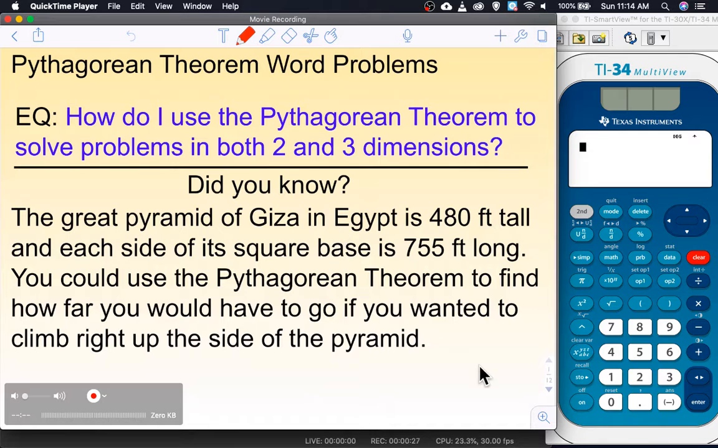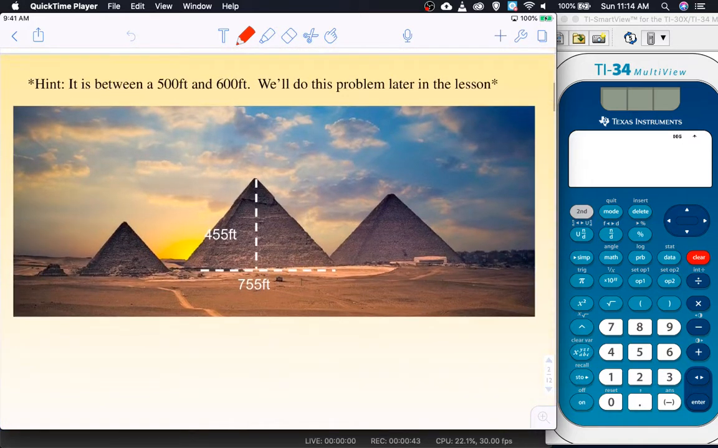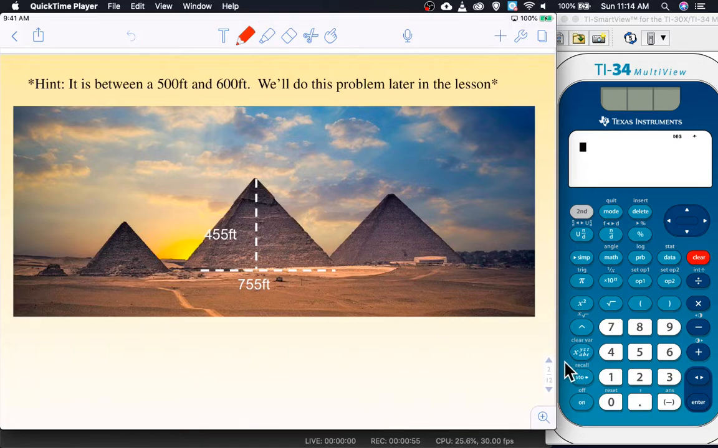Did you know that the Great Pyramid of Giza in Egypt is about 480 feet tall, and each side of its square base is 755 feet long? So you could actually use the Pythagorean Theorem to find out how far you would go if you wanted to climb right up the side of the pyramid. So here's a little picture. It's about 455 feet tall, and each side of the base is that long. We're going to actually do this problem later on in the lesson, so let's get to it.